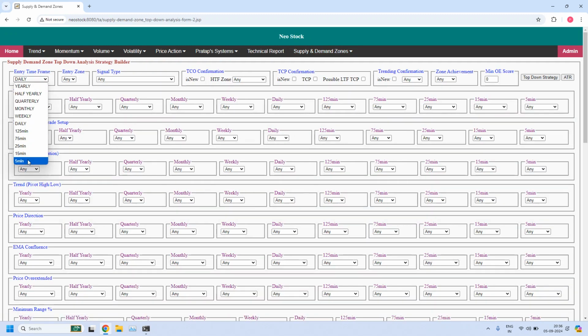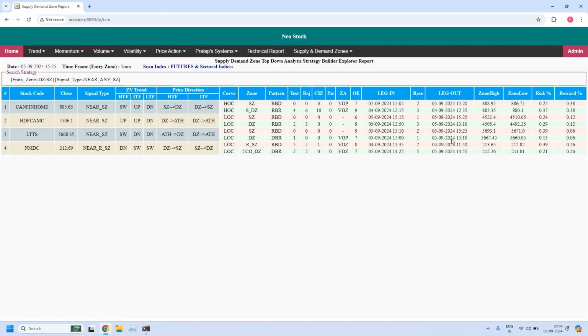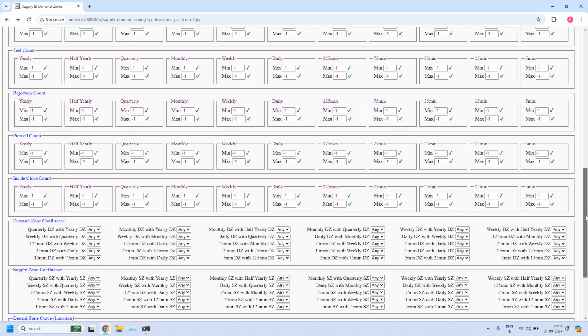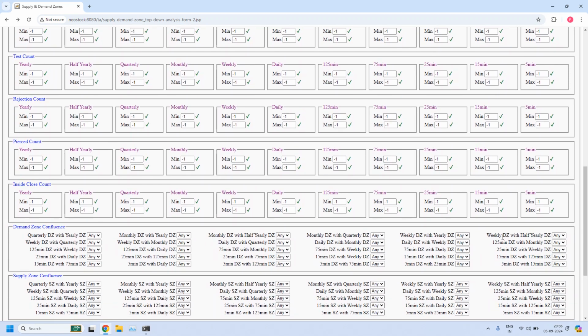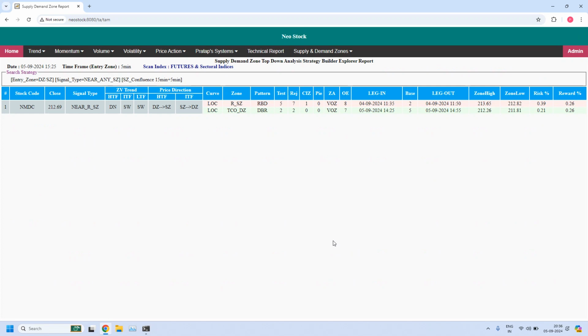Okay, next for 5 minutes time frame, let us find the stocks near 5 minutes supply zone. 4 stocks are filtered. So let's verify any of these stocks are having confluence with supply zone confluence. 5 minute supply zone with 15 minute supply zone I am enabling. Only 1 stock is filtered, but it doesn't have proper RR. Okay, anyway, let's focus more in the bullish and bearish trade setups.